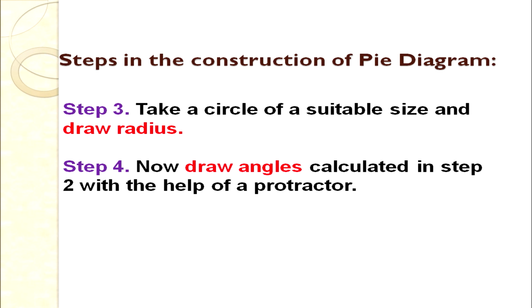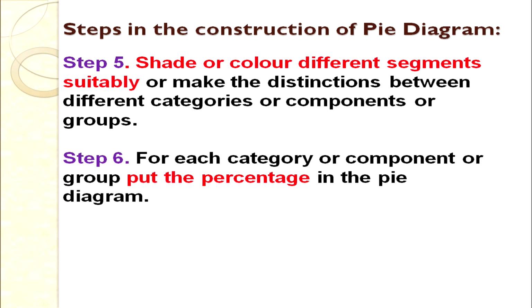Now, you have drawn the radius and taken an appropriate size of circle. After this, in step 4, draw the angles. While drawing the angles, draw them clockwise with the help of a protractor. In the next step, we shade or color different segments so that we can easily identify them. In step 6, we put the percentages on the shaded areas. Hence, a neat, clean, interesting and very good pie diagram will be drawn. So, these are the 6 steps which we should take while drawing a pie diagram.